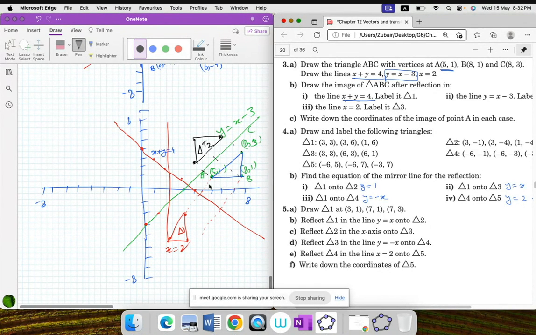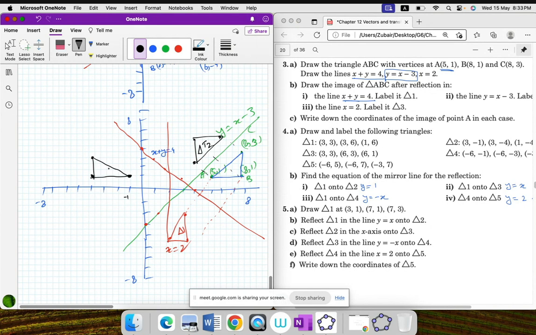The third one says x is equal to 2. So this is easy because we know that the line is x equals 2. The 5 is 3 units to the right, and 3 units to the left brings it at minus 1. Then 8 is 6 units to the right, so 6 units to the left brings it at 2, 3, 4, minus 4. And then this is minus 8 and 3. So this is triangle 3.